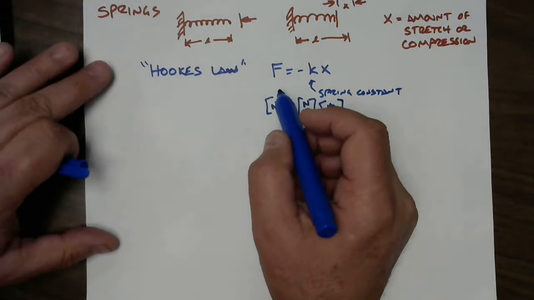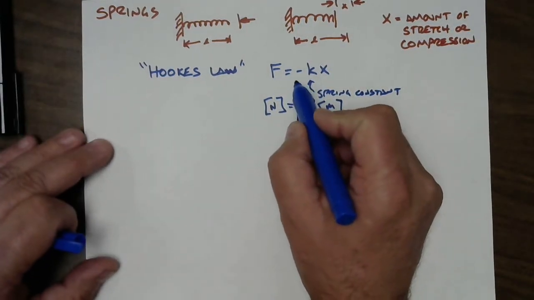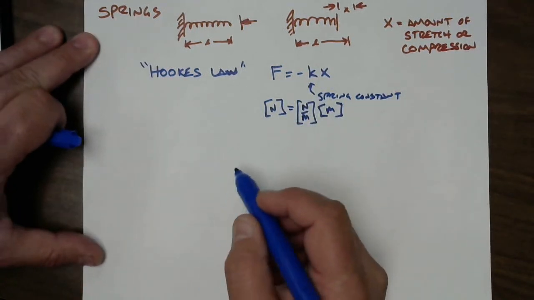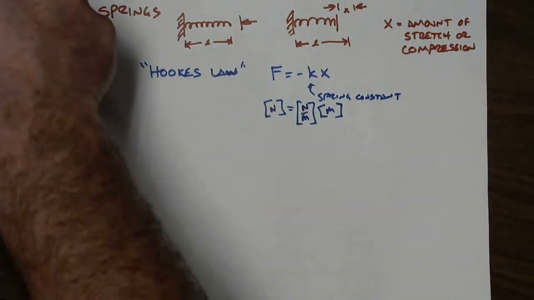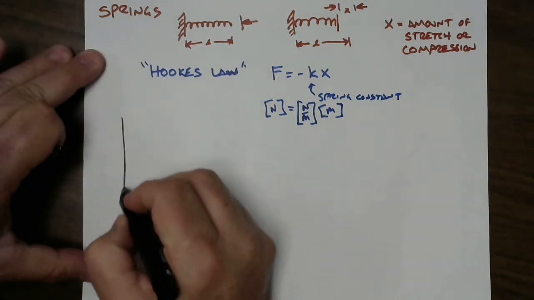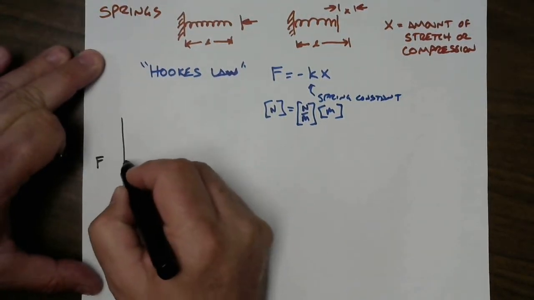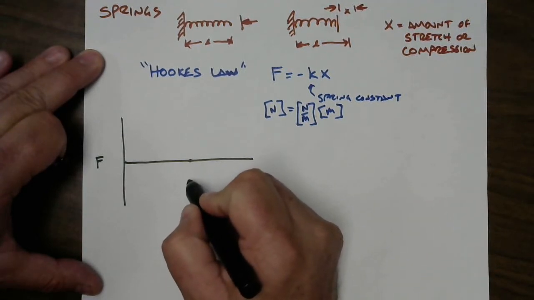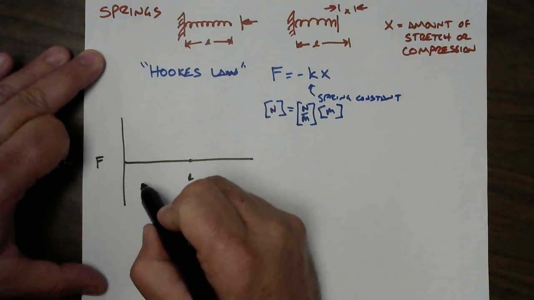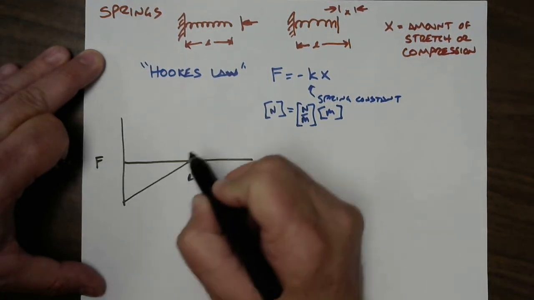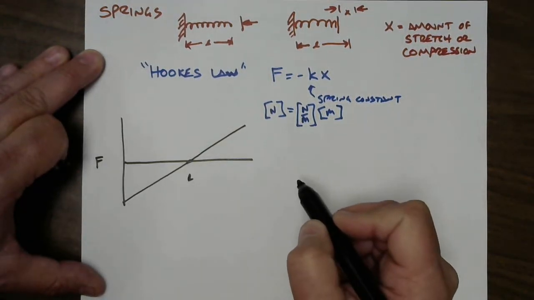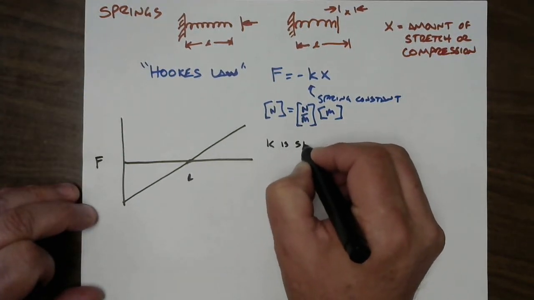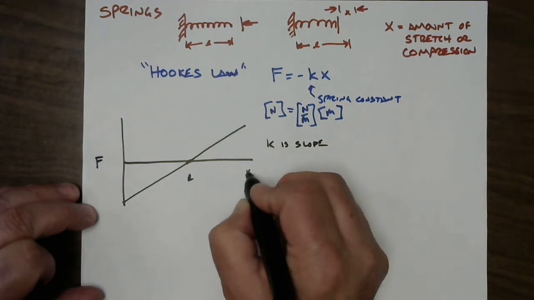So we can ignore the minus sign because that's just a directional thing. And remember that energy is a scalar, so we're just generally looking at absolute values of things. So now we have a situation where this is going to be L, the length of the spring right here. And the force is going to be negative here and positive here. This is the force, and K is the slope of this line, with this being the stretch.